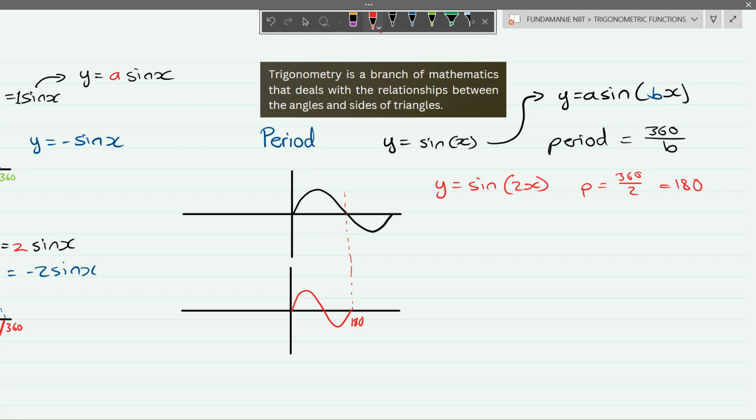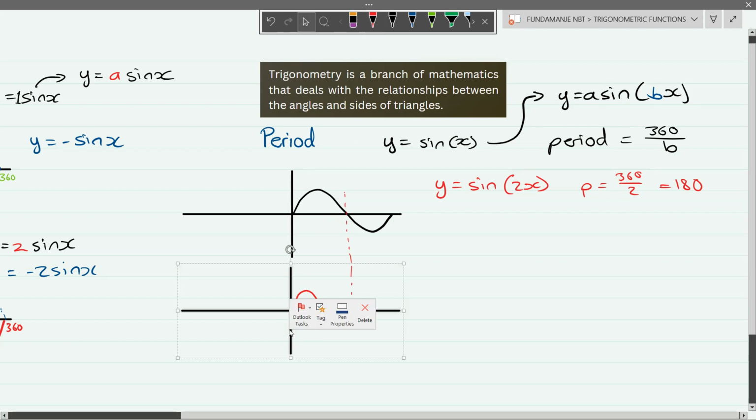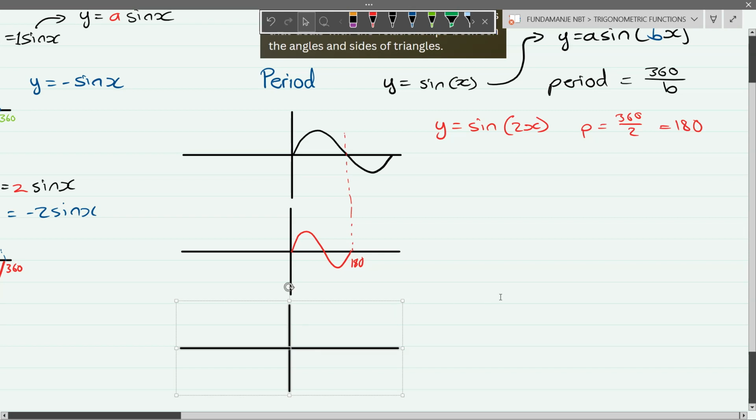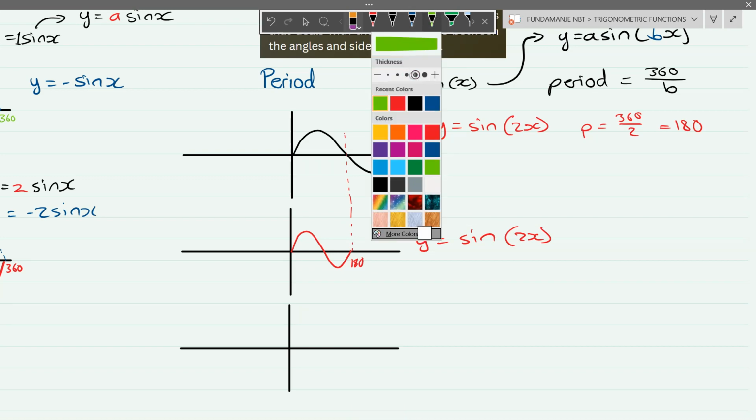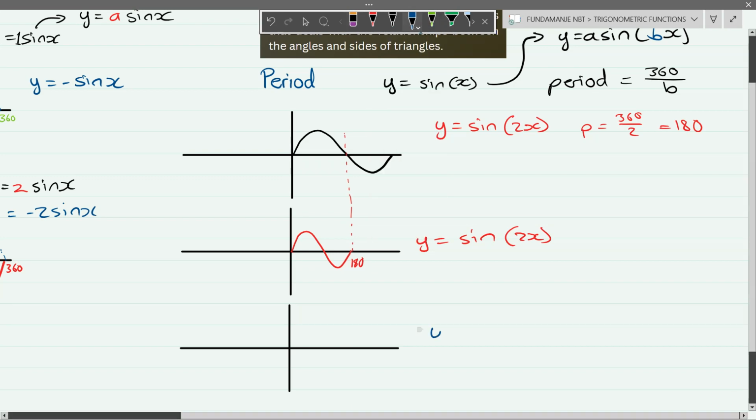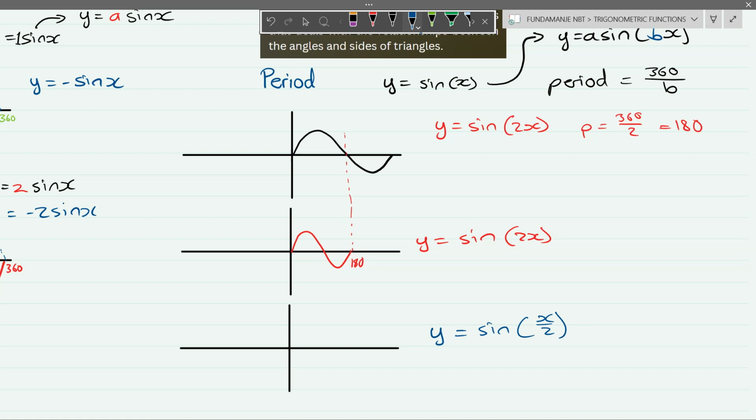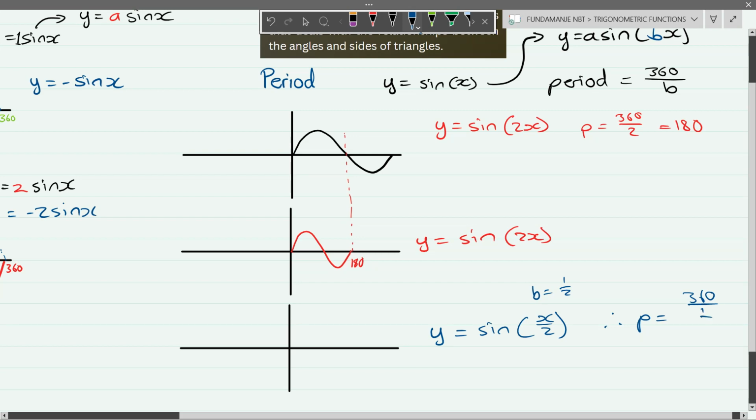And then you might also be thinking, how can we make it such that the period is longer? Well, if multiplying does this, so this is y is equal to sine 2x, what would we get if we were to draw y is equal to sine x over 2? Well, in this case, b is 1 over 2. So b is equal to 1 over 2. Therefore, the period will be 360 divided by a half, which would give us 720.